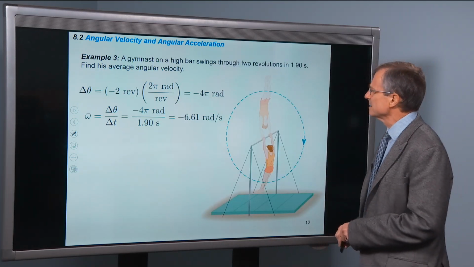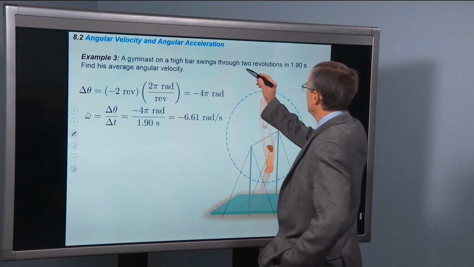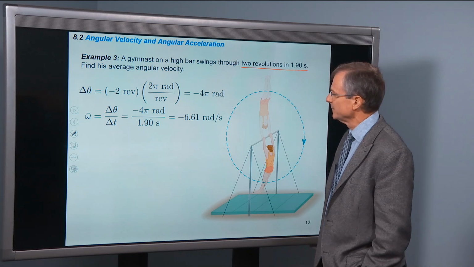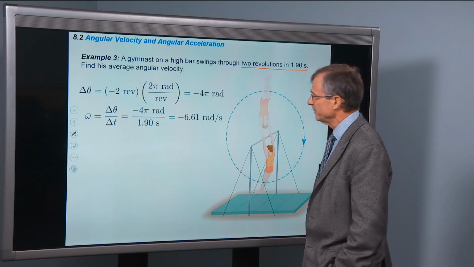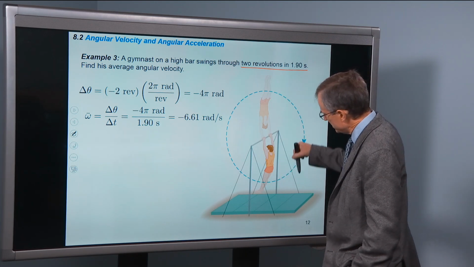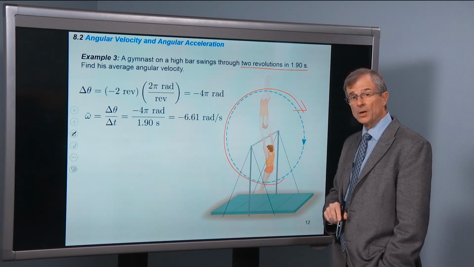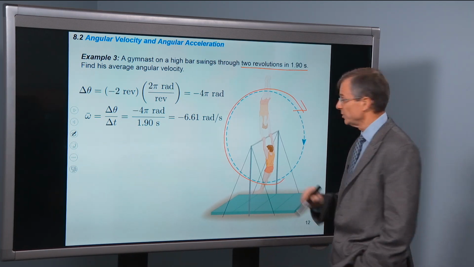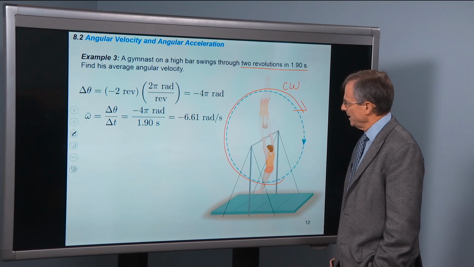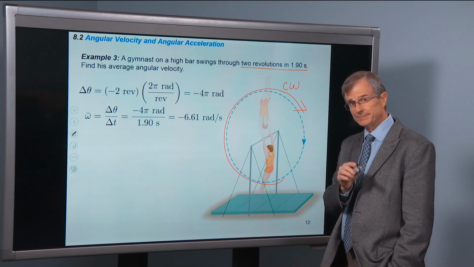So a gymnast on a high bar swings through 2 revolutions in 1.9 seconds. Find his average angular velocity. Well, let's find his angular displacement. He's moving, in this case, in a clockwise direction. And so his angular displacement is going to be negative.